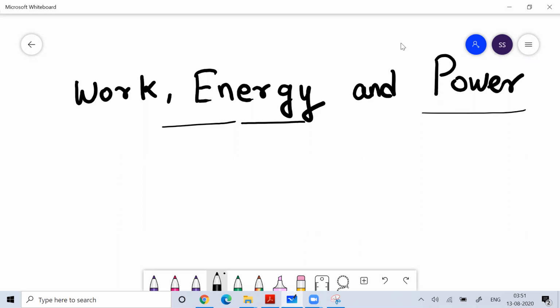One of the very important topics in physics, especially for class 10 students. Whenever we talk about the law of conservation of energy in physics, we need to understand the relation between work, energy, and power. Work and energy are more or less correlated with each other, where the energy of a body is its capacity to do work.